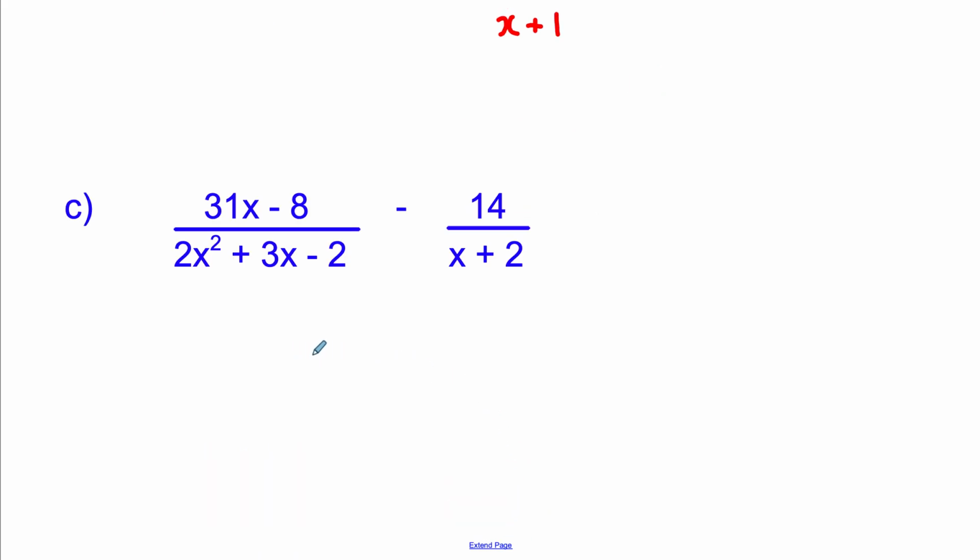So I'll give you a second to have a look at part C now, and then we'll go ahead and work that one out too. Okay, so for part C, you'll notice that the bottom on the left-hand fraction is a quadratic. That will factorise, and I'm guessing that it will have a common x plus 2 factor. That's going to make things much, much easier when we come to bring the fractions together.